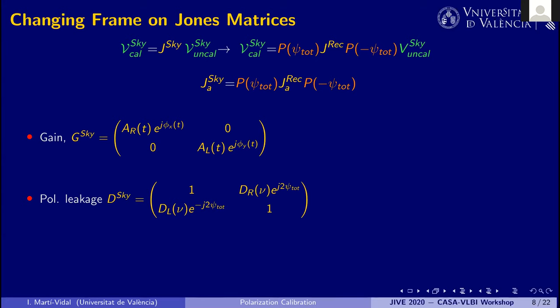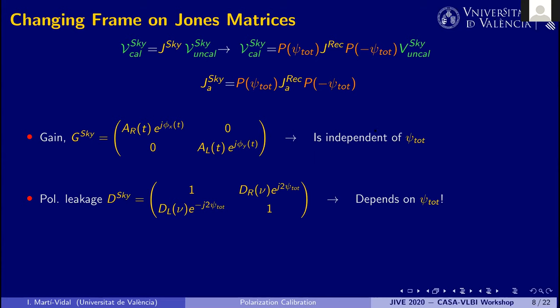It's just an absolute rotation that matters, but all changes of angles in one frame are exactly the same as in the other frame. But look at what happens with the leakage. It's a little bit of magic here, because the leakage is sensitive to this rotation. Actually, the D-terms rotate twice as much as the rotation between the sky frame and the receiver frame. So the leakage does care about this rotation between the sky frame and the receiver frame.